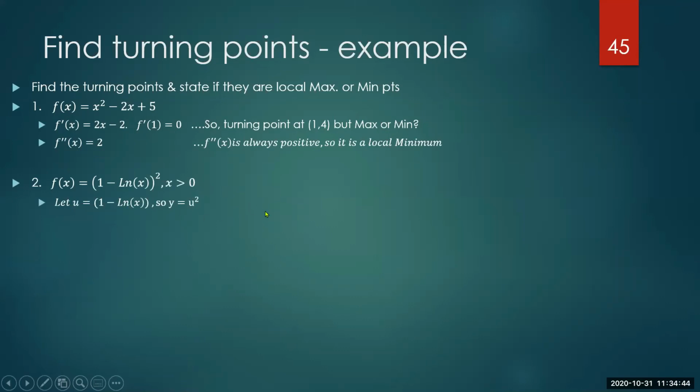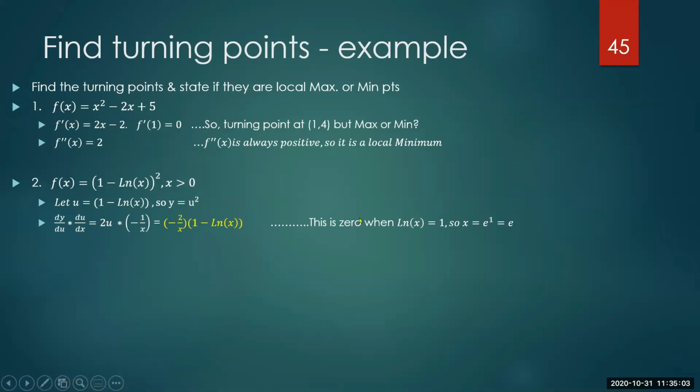Let u be equal to 1 minus the natural log of x. So y is equal to u squared. dy/dx is dy/du times du/dx, which is equal to 2u multiplied by minus 1 over x. And that's equal to minus 2 over x into (1 minus the natural log of x).